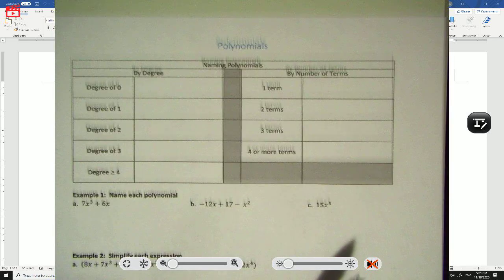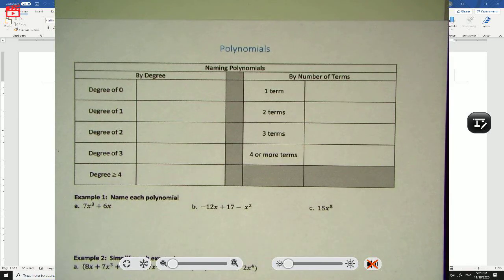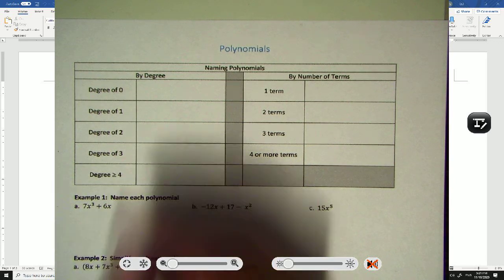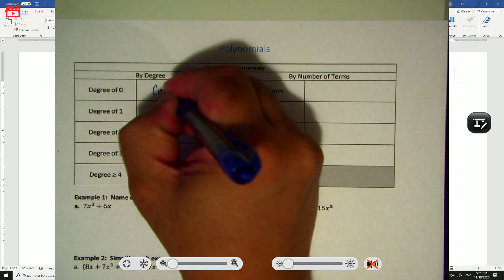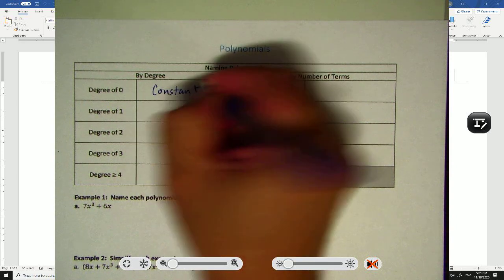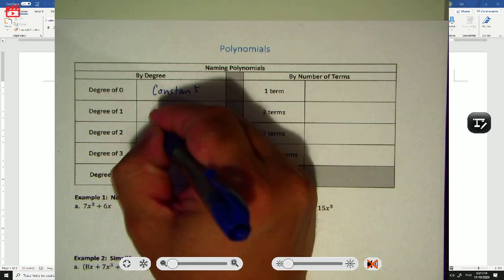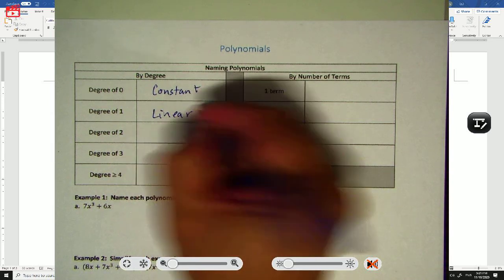All right. So when we talk about the degree of a polynomial, you're just looking at the highest exponent, right? If the highest degree or the highest exponent is 0, it's going to be a constant. That's a number, like a constant, like 5. If that's all there is, then it's a constant. Degree of 1 is a linear function, right?